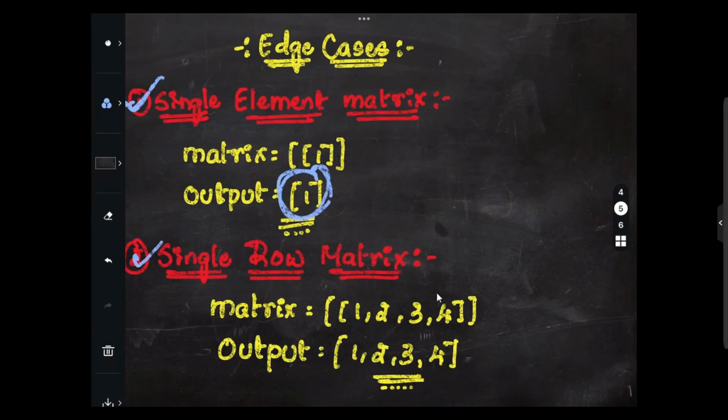So let's move on with the second edge case here, single row matrix. So we have the elements 1 2 3 4 here, right? This is a single row matrix, so we will return the same. In this case we will return 1 2 3 4, right?